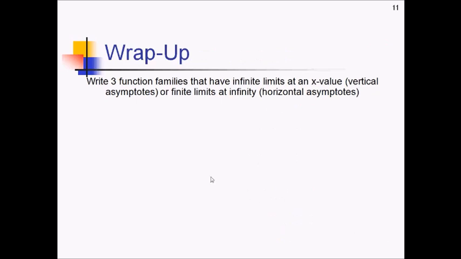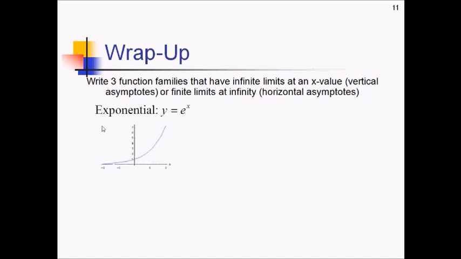So thus far, we've been doing everything with graphs that we can just look at. At some point, though, we're going to look at the algebraic side of it. So for your wrap-up, see if you can figure out at least 3 function families that have either infinite limits at an x value, in other words, vertical asymptotes, or finite limits at infinity, either horizontal asymptotes to the left or the right. All right, let's see if we came up with a similar list.